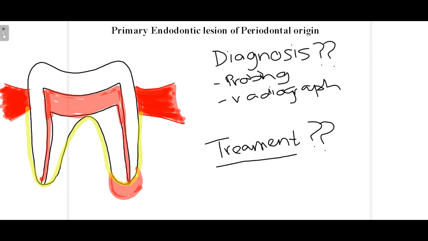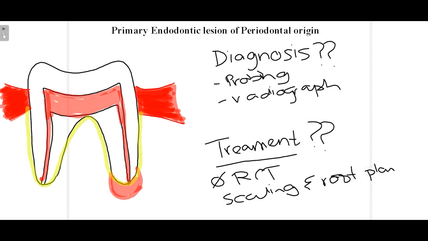And the treatment option is very simple, because in most of the cases the pulp is not involved, so you will not do root canal treatment. No RCT, where RCT means root canal treatment, because the pulp is not involved in most cases, but there are exceptions: if the pulp is involved and it cannot be saved, then you can perform the root canal treatment. The standard treatment is scaling and root planing. This is the standard treatment for this pathology. That's it.